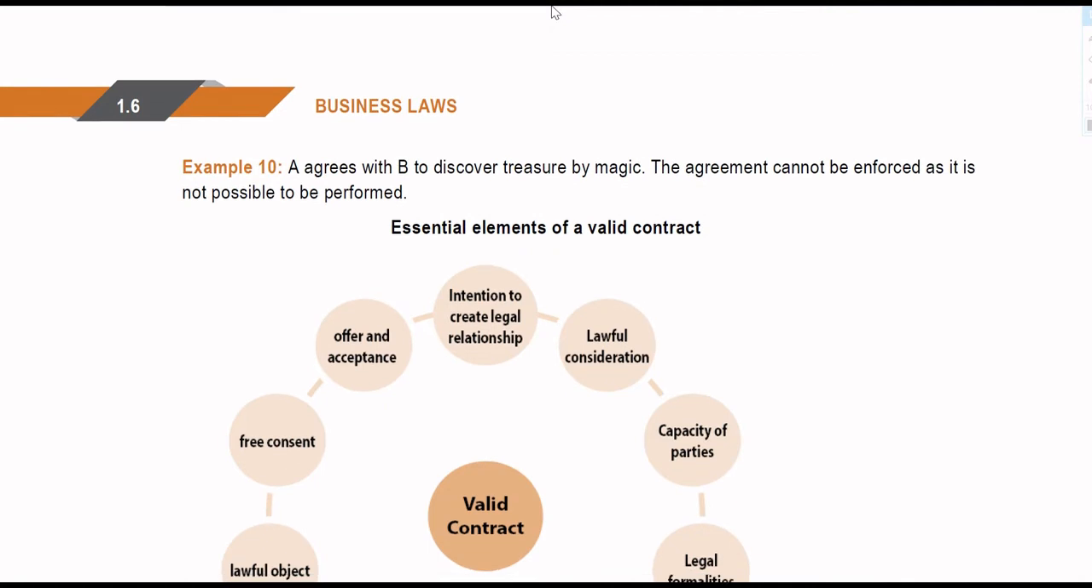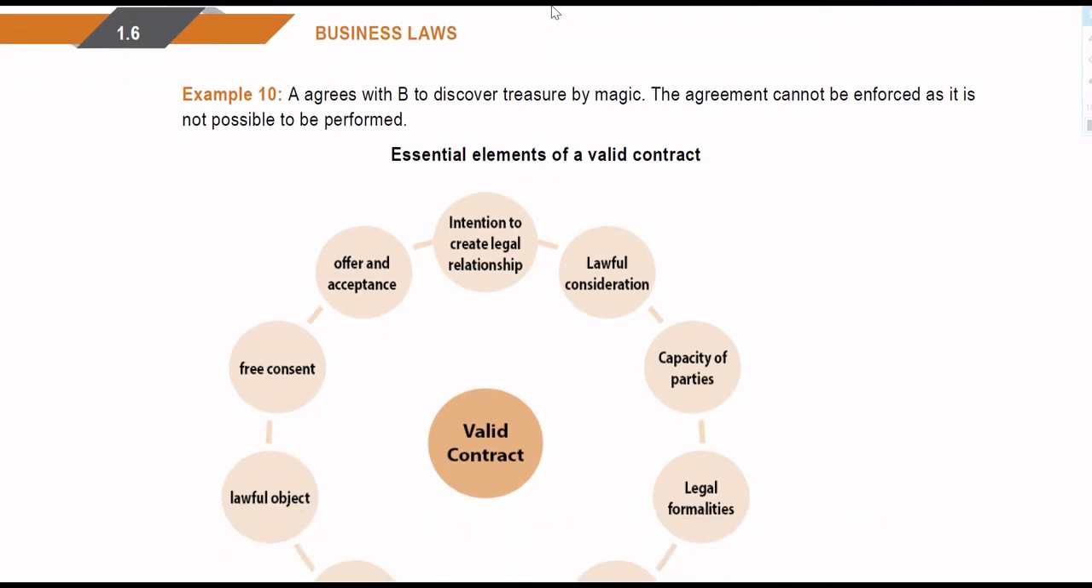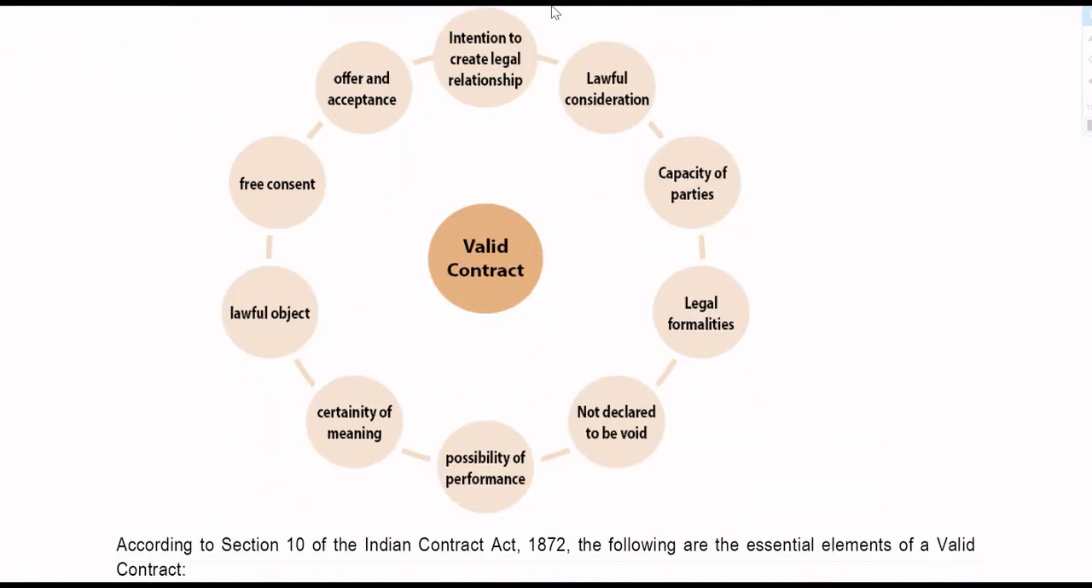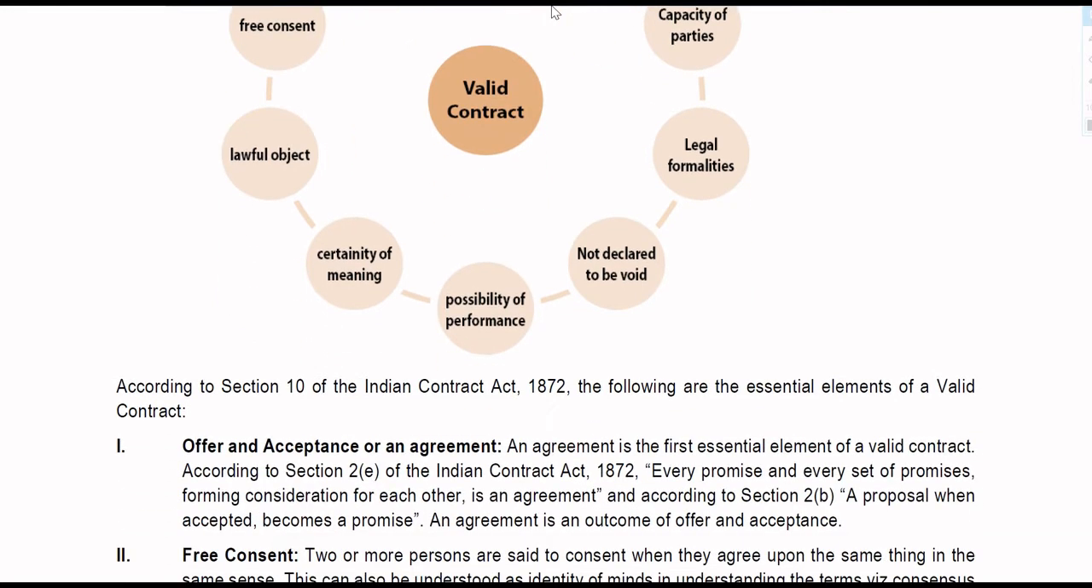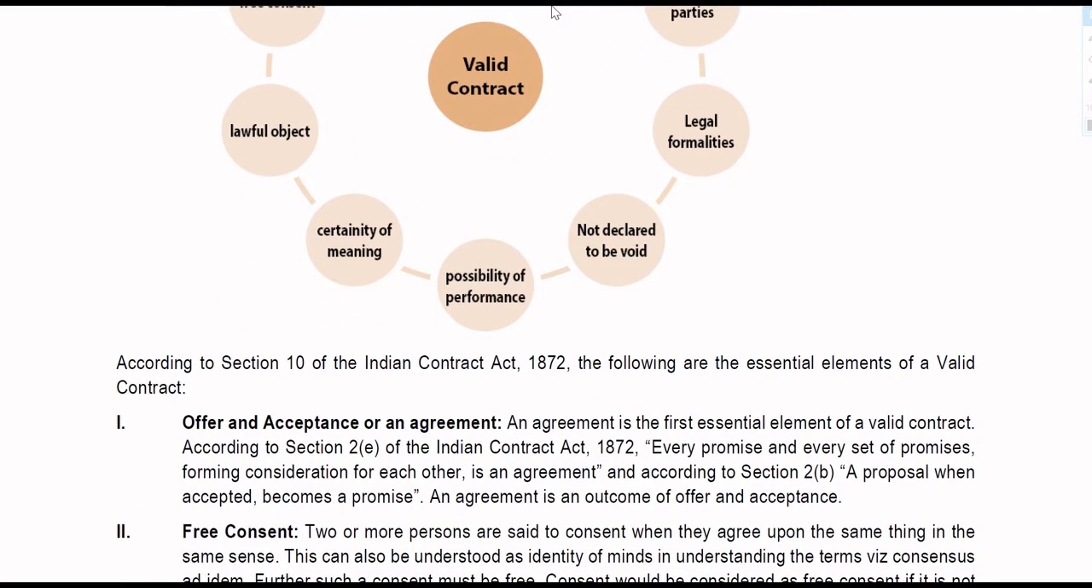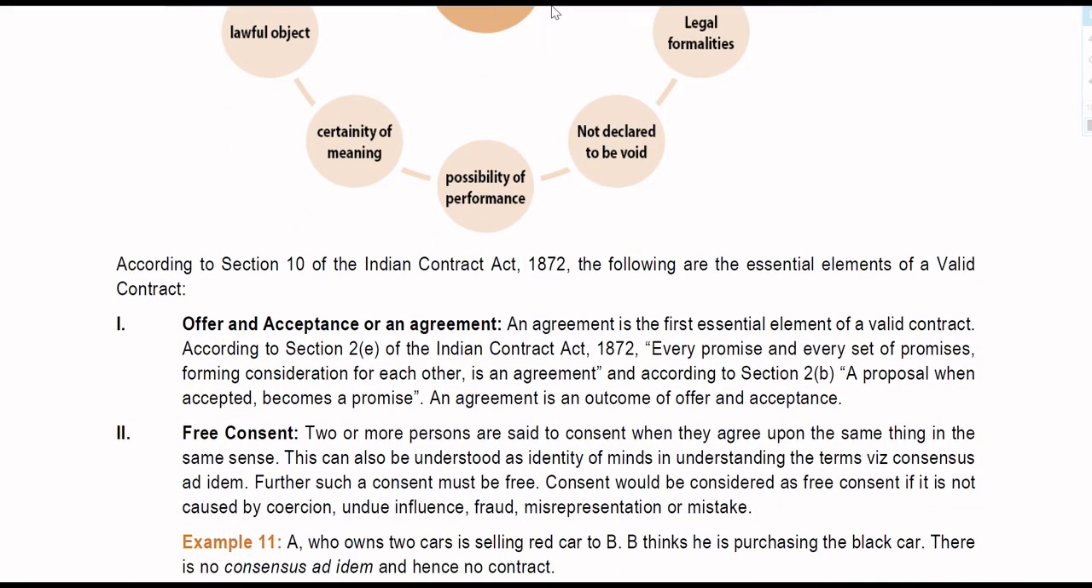Now we are going to see the essential elements of a valid contract as per Section 10, and this is a flowchart, and we will be continuing from here. According to Section 10 of the Indian Contract Act 1872, the following are the essential elements of a valid contract. First point: offer and acceptance, or an agreement. An agreement is the first essential element of a valid contract.